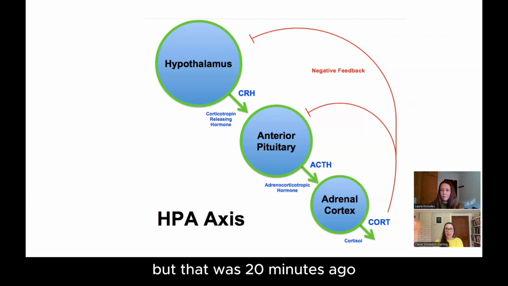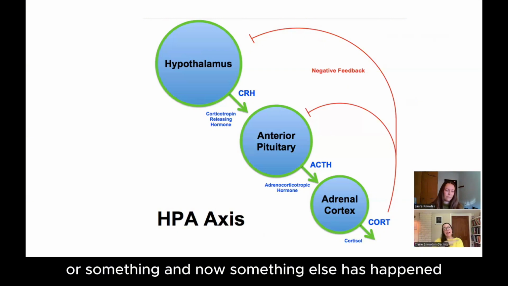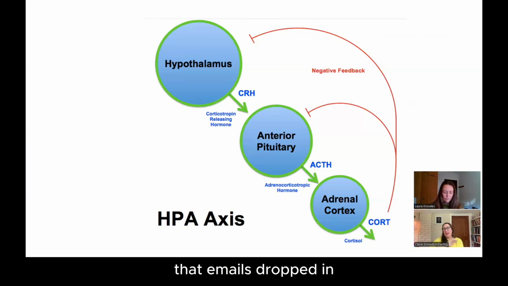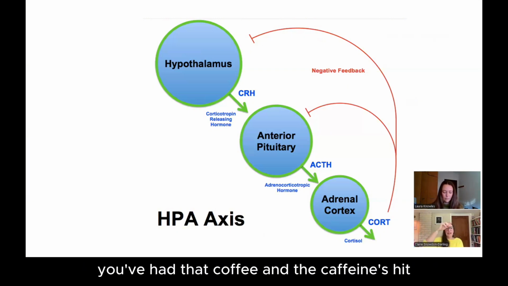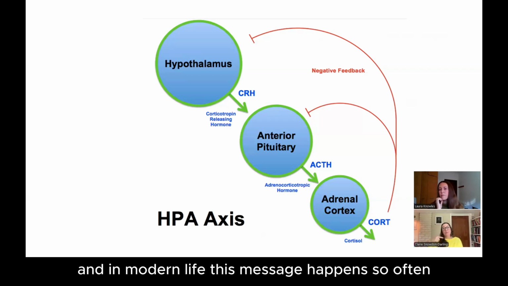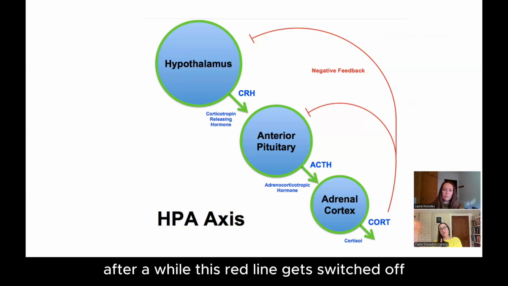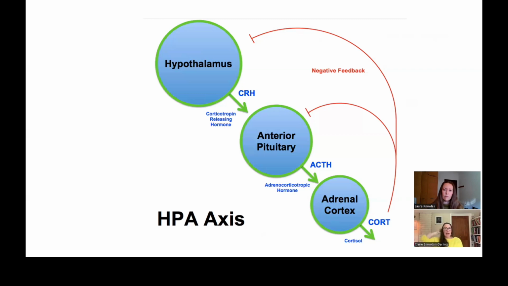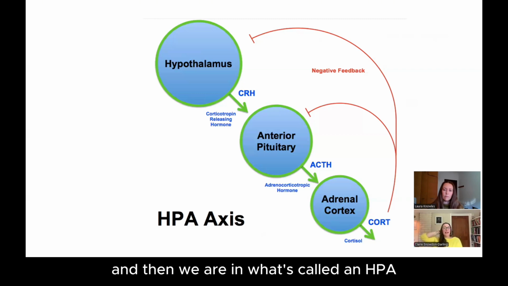But that was 20 minutes ago in response to an alarm going off or the kids shouting or something. And now something else has happened. That email's dropped in, you've had that coffee and the caffeine's hit, or sugar, or now you're hungry. And so they're starting to make it again. And in modern life, this message happens so often that after a while, this red line gets switched off. And then we are in what's called an HPA axis dysregulation. And the only message that's happening is make the stress hormone cortisol, make cortisol, make cortisol.